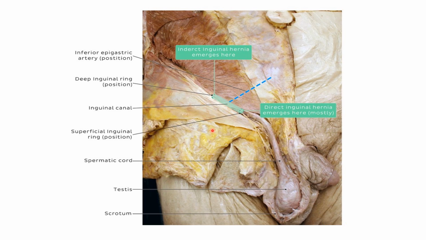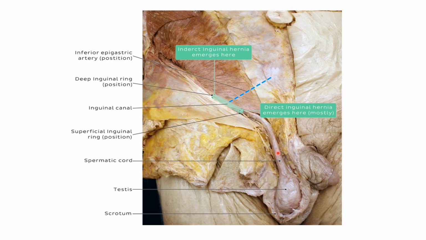So here you can see all the structures of the inguinal region shown in the cadaver. Over here you can see this is the deep inguinal ring, and this is the superficial inguinal ring, and you can see the spermatic cord exiting through it and going toward the testes. This is the scrotum enclosing the testes. And you can see this is the ilioinguinal nerve exiting through this superficial inguinal ring, and it's not a content of the spermatic cord.